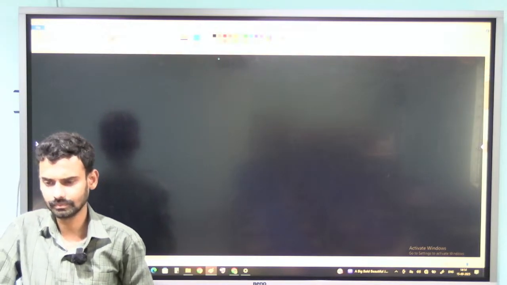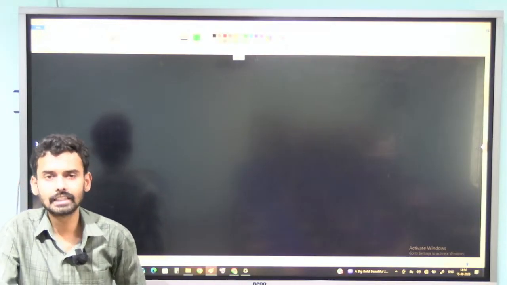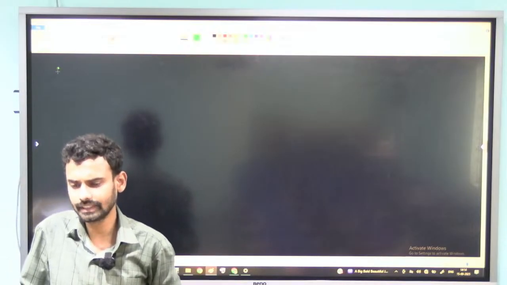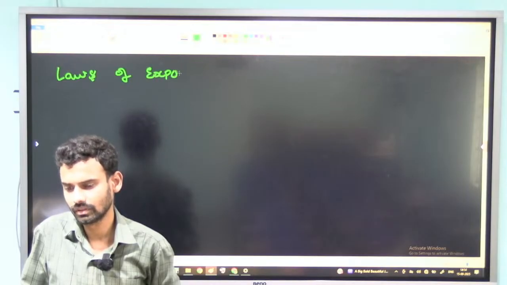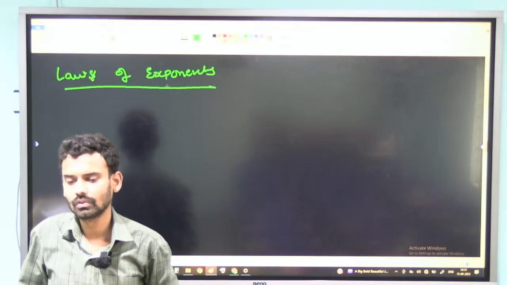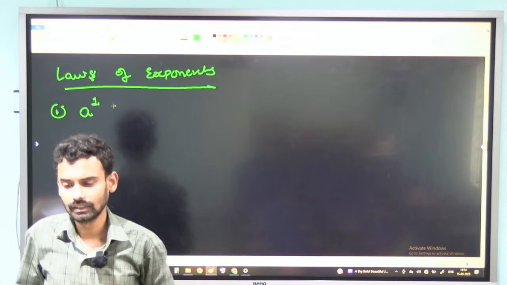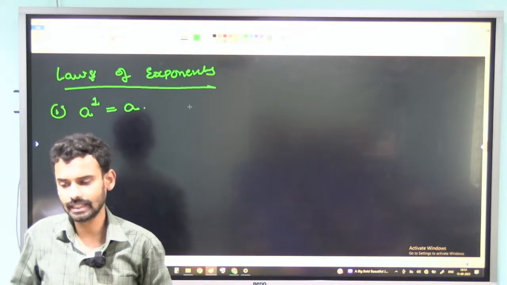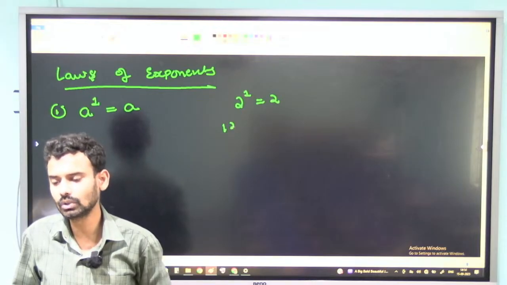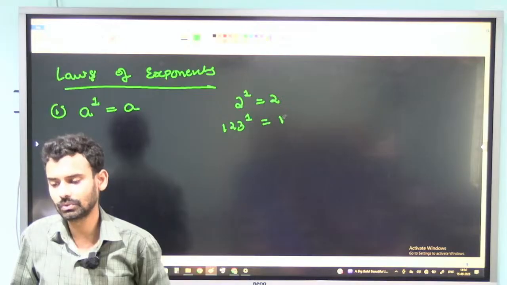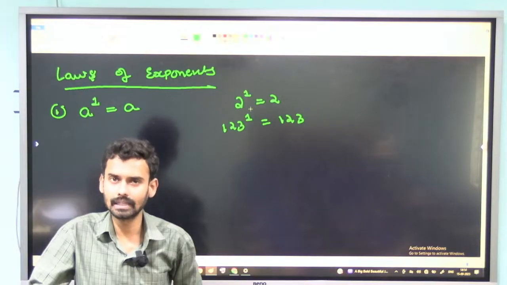Now, there are certain laws which we have to follow while solving exponent functions. Let me write the heading, laws of exponents. First, any number raised to the power of 1 is nothing but the number itself. For example, 2 to the power of 1 is simply 2. 123 to the power of 1 is just 123. Any number raised to the power of 1 gives the number itself.